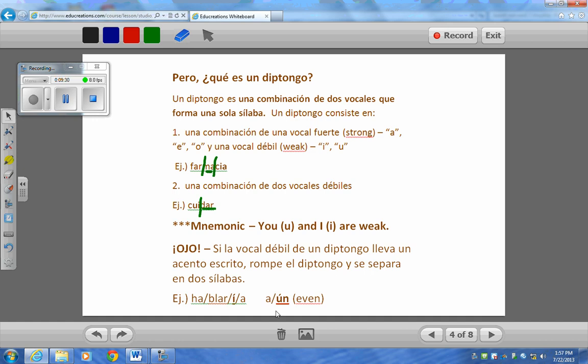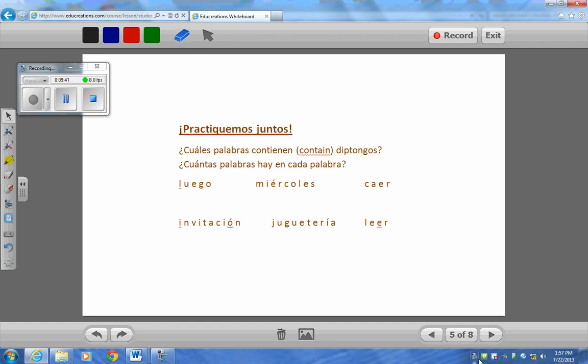And aún. Again, this would be one syllable because it would be a diphthong, but since the accent is on the weak vowel, it does break it into two syllables. Okay, practiquemos juntos. Let's do a few of these. Practice. ¿Cuáles palabras contienen diptongos? Which ones contain diphthongs? Let's look.